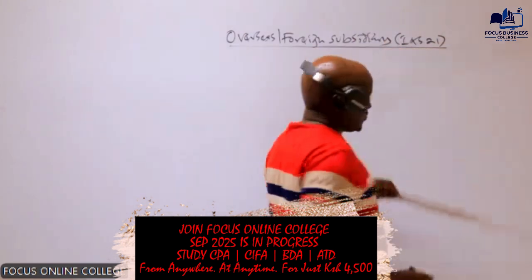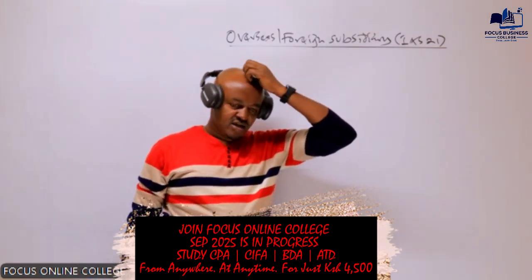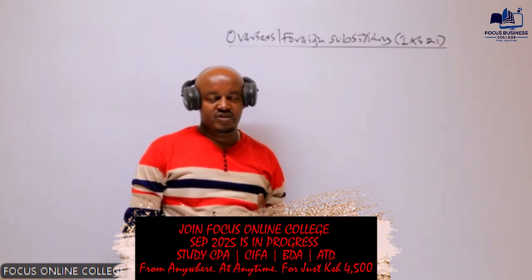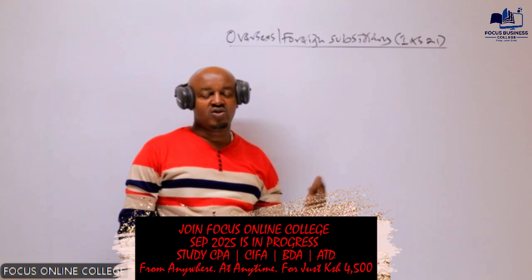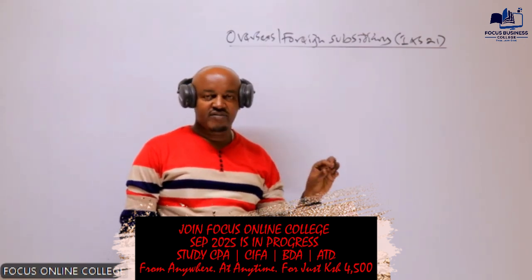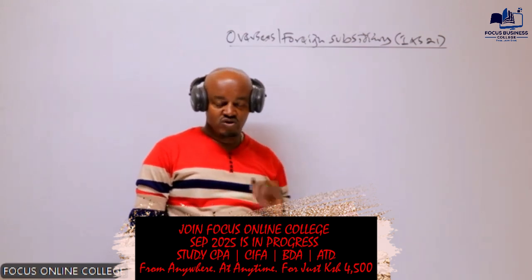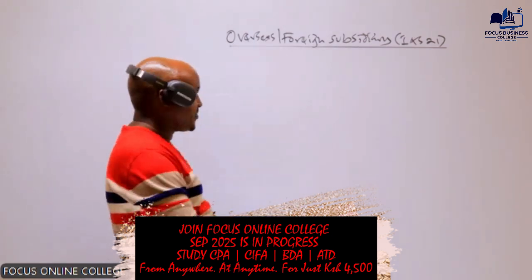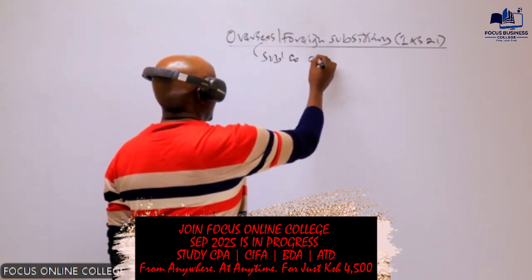So first of all, we need to ask ourselves here, what is an overseas, or basically what is a foreign subsidiary? So this is basically a subsidiary which is operating in a country different from the parent company's country of operation. Like in this case, we may be told that a company which operates in Kenya has acquired a subsidiary which is either operating in Uganda, in TZ, or maybe in Rwanda. So that particular subsidiary is operating in a different country from the parent company's country of operation. So such a subsidiary, we refer to it as an overseas, or basically a foreign subsidiary.